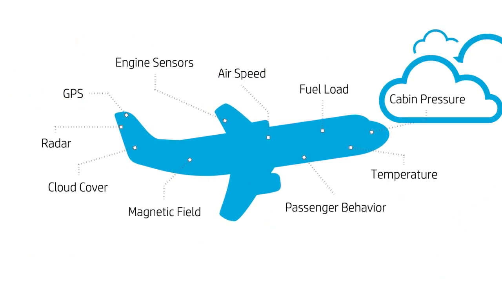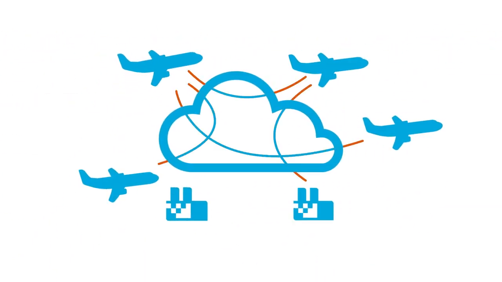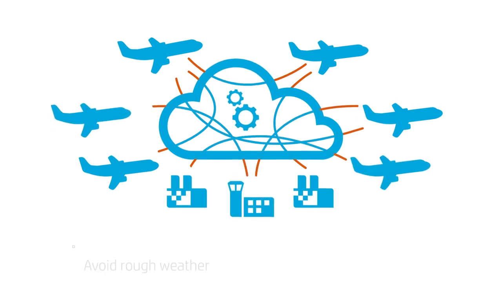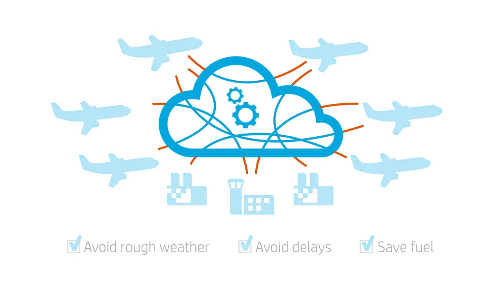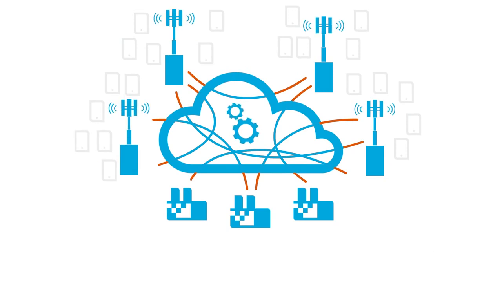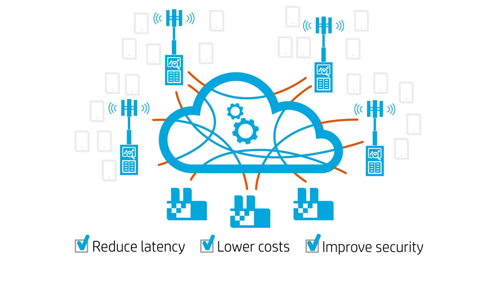Imagine an airplane that can record every detail of a flight, from the weather to the featured movie. Then connect that plane with every other airplane to share data. Now they can work together to avoid rough weather, avoid delays, and save fuel, all while protecting customer privacy and company intelligence. What about a mesh of smaller, smarter cell towers to reduce latency, lower costs, and improve security?